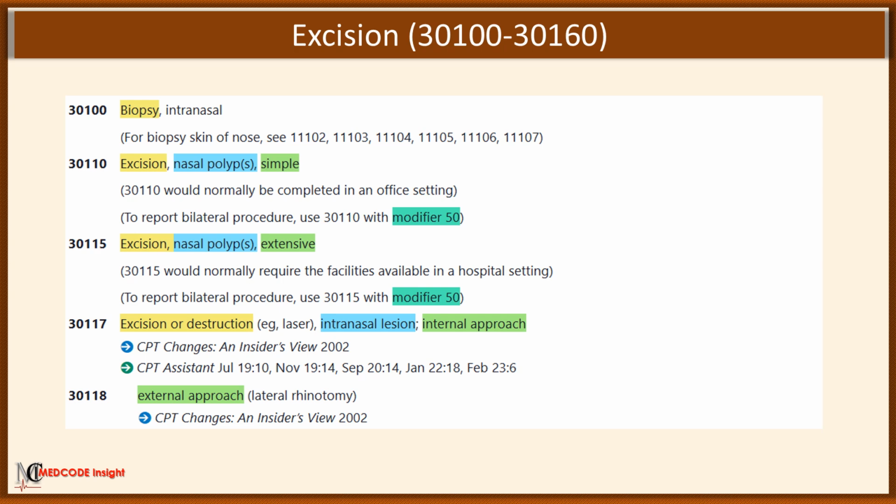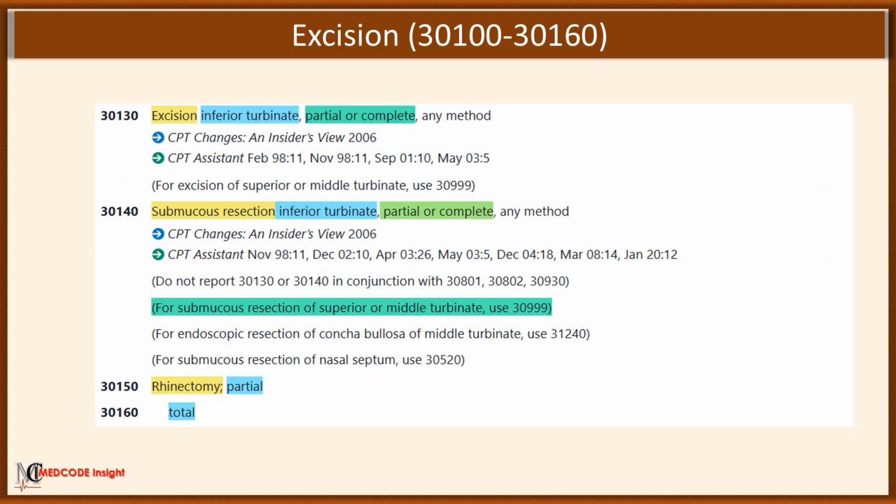Code 30110 and 30115 involve the excision of nasal polyps, which may be either simple or extensive. It is important to remember that both codes are not affected by the number of polyps involved and are for unilateral procedures. When performed bilaterally, modifier 50 should be appended. Code 30117 and 30118 are for the excision of intranasal lesion, which can be done via internal or external approach.